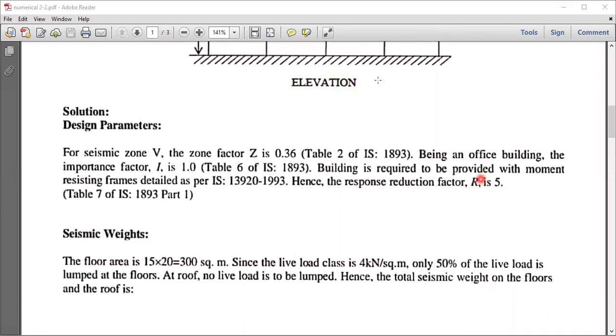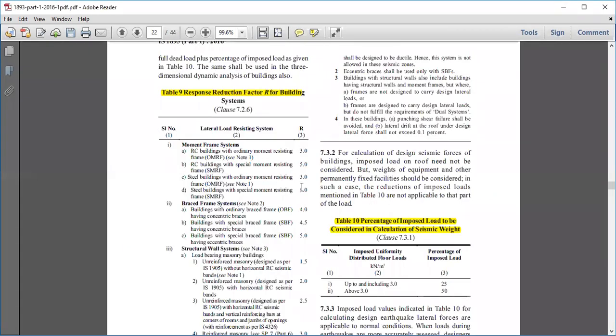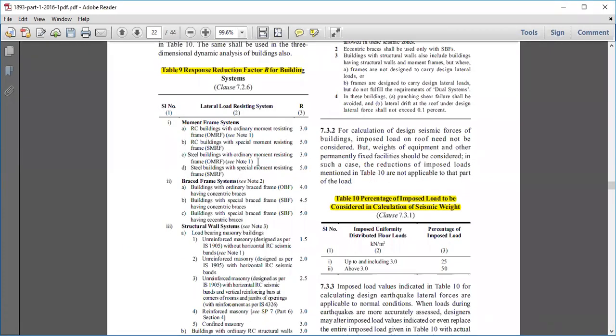So if I look into moment resisting frame in the code book here, moment resisting frame with ordinary is 3, RC buildings with special moment is 5, steel building and steel. So ours is an RCC building with special moment resisting frame, and so I will go ahead with the response reduction factor to be 5. Okay, so getting back to the numerical.